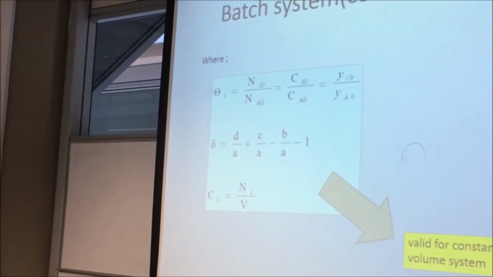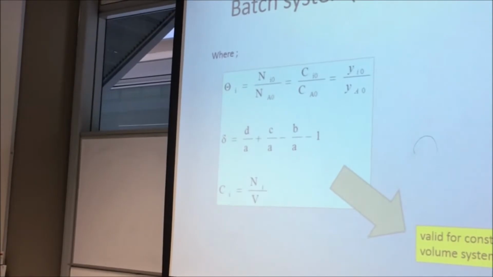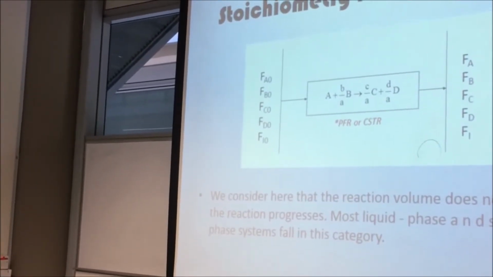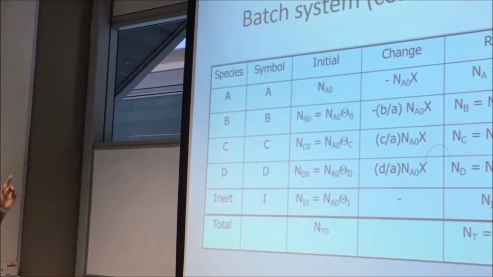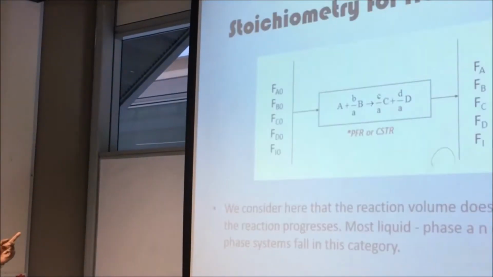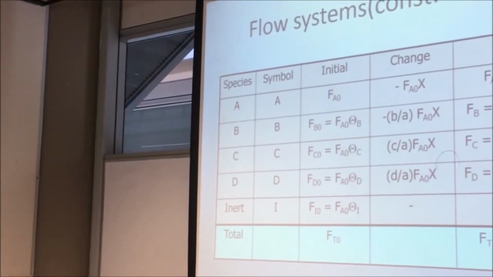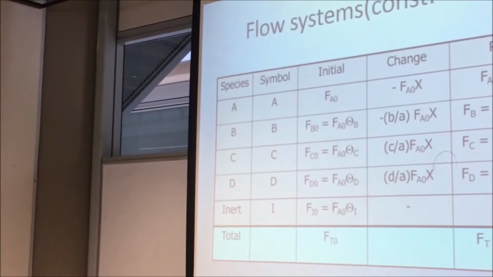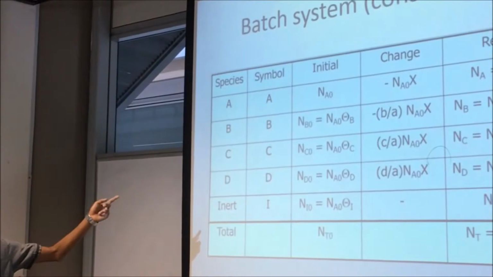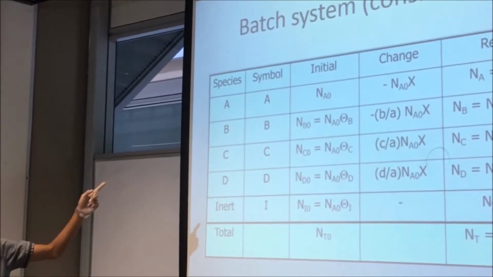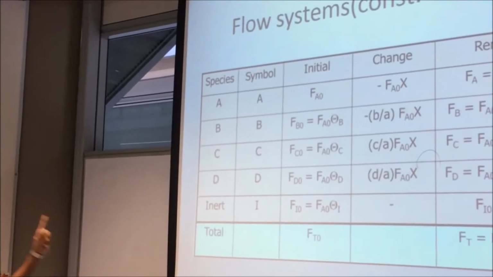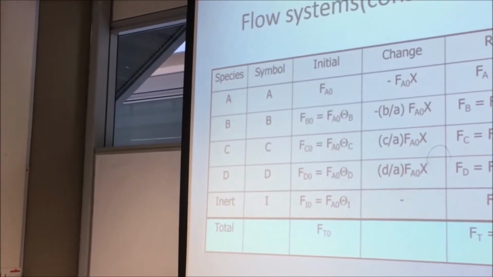Okay, and then stoichiometry for flow system. This is for the batch system. Okay, for the batch system, and this is for the flow system. The only difference between the flow system and the batch system is that the batch system uses Na0 for the concentration, whereas the flow system uses Fa0. That is the only difference. Okay.